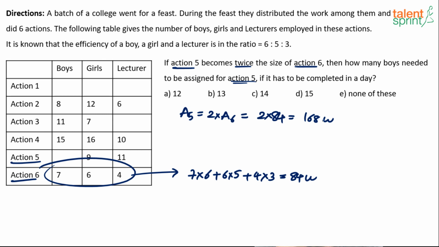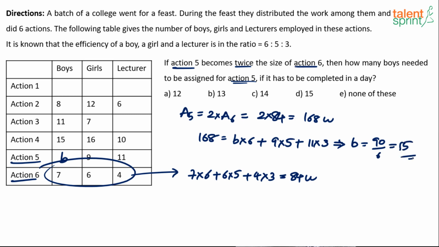And that's what he says. If this has to be completed in 1 day, then how many boys will be needed? Simply balance it. 168 should be equal to, let's assume the number of boys is B. So B into 6 plus 9 into 5 plus 11 into 3. So what will be the number of boys? Calculate. 9 5s are 45, 11 3s are 33. 45 plus 33 is 78. 168 minus 78 is 90. So 6B is 90, B will be 90 by 6, which is 15. And that's your answer.